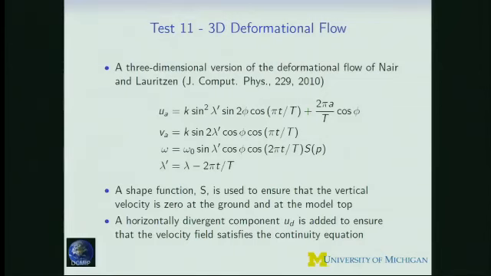We have a shape function to make sure that the vertical velocity is 0 at both the ground and at the model top, so we don't lose our tracers. And because these velocities are non-divergent in the 2D case, when we add this vertical velocity, we have to add a horizontally divergent component to the velocity to make sure that the 3D velocity is non-divergent.